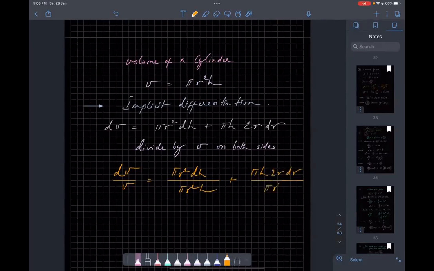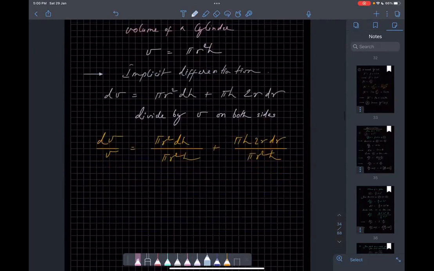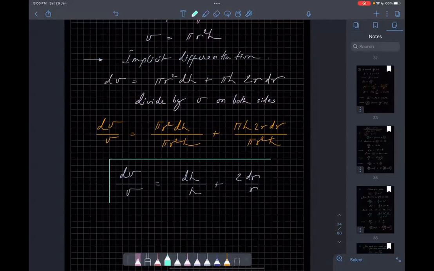So the power of h is not there, that's why the change in volume is the same as the change in height. What is dv by v? It is dh by h plus 2 dr by r. This is as expected because the power of r was 2 and the power of h was 1. Clear?